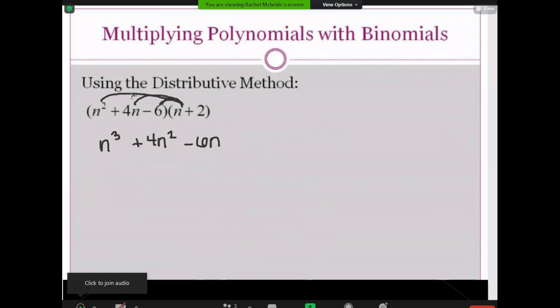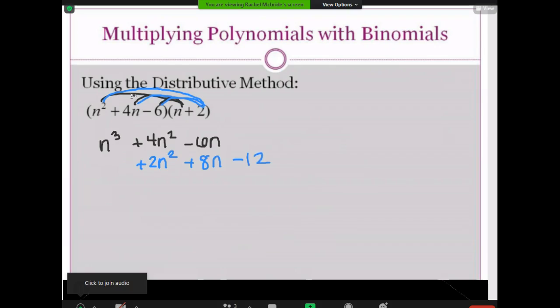Then we're going to do that again. So you're going to take the 2 to the first, 2 to the middle, 2 to the last. And then this is where the stacking technique sometimes comes into play. So 2 times n squared gives you 2n squared. So I can stack that 2n squared under my already n squared term so that I can add up these terms vertically. 2 times 4n is positive 8n, and 2 times negative 6 is negative 12.